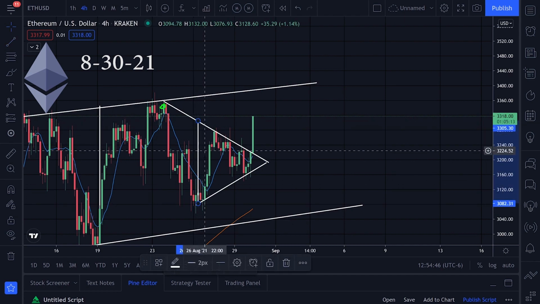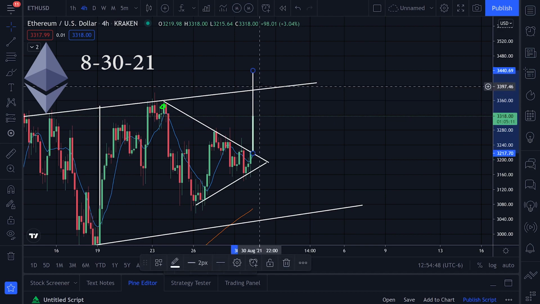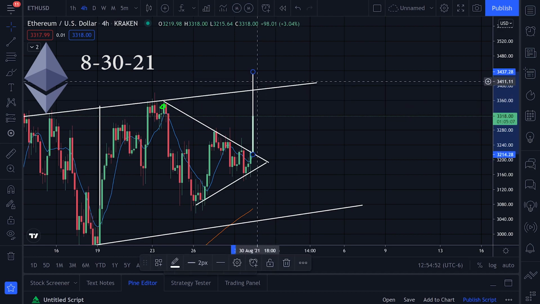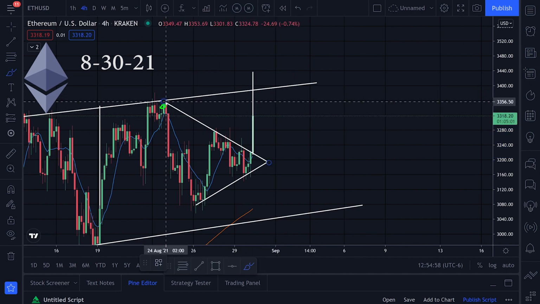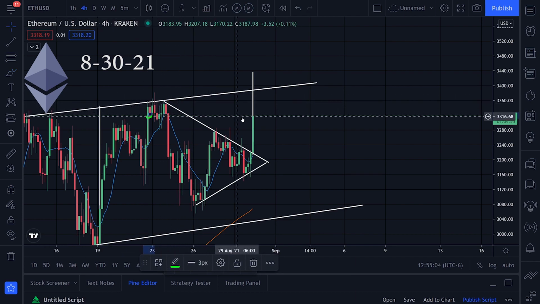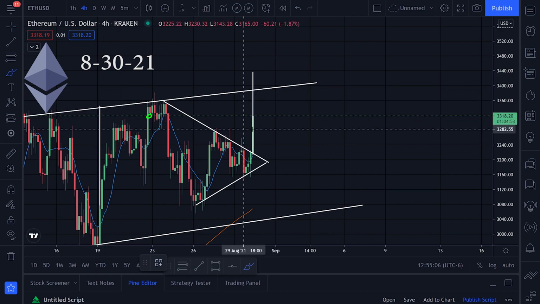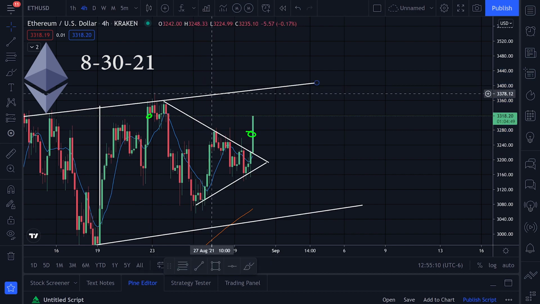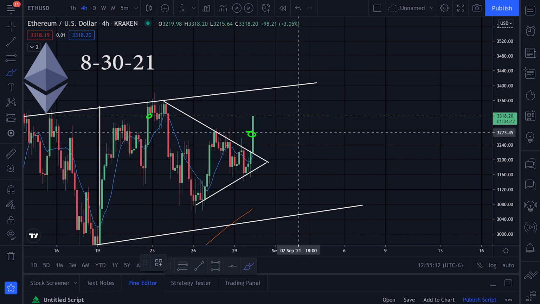Let's see if we can target something like this. This is around 3,420, I think it was 3,437. The other thing I was targeting is this previous resistance right here, sitting at around 3,349. I bought somewhere around here, I think, after I saw the breakout. And it looks like it's pumping up pretty good.